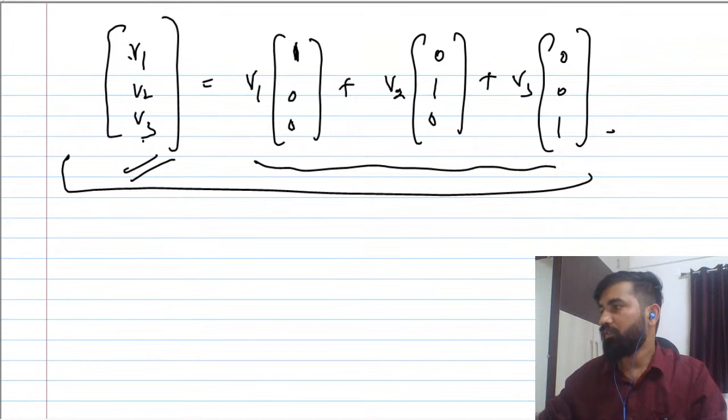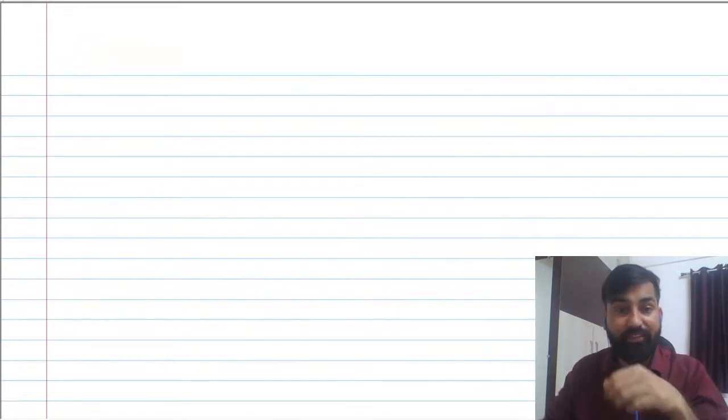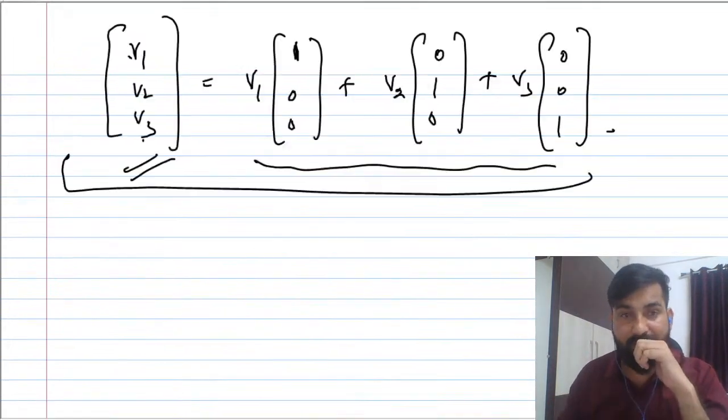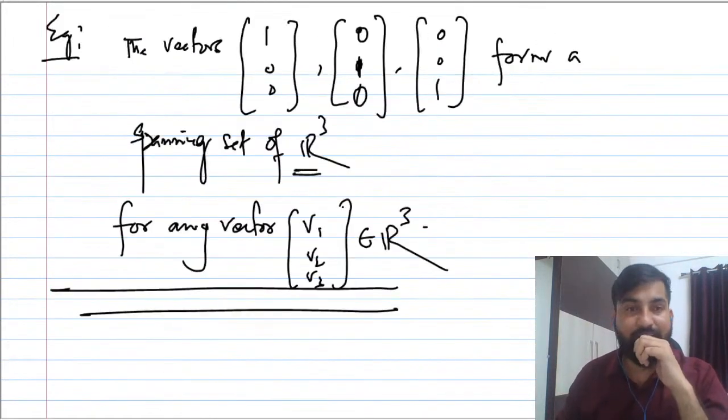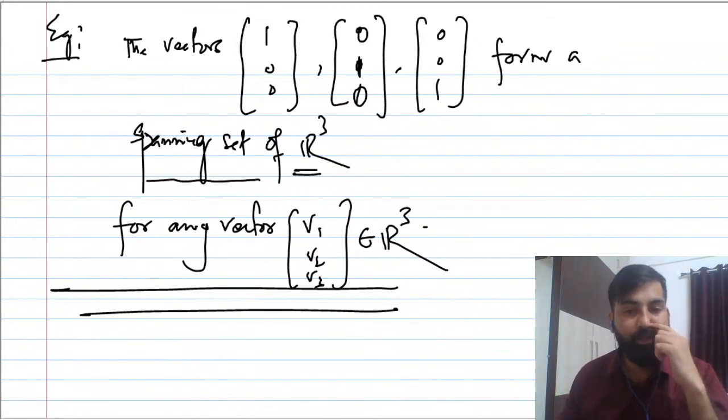So the question is, when will the vectors not span the space? When is the situation where, as I said, what I have written here, these vectors are spanning, the vectors form a spanning set. When vectors will not span the set, that you have to understand.